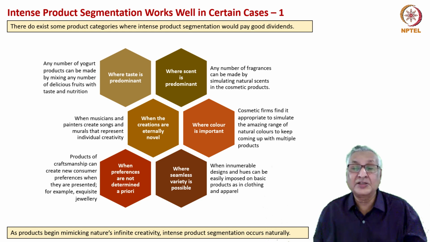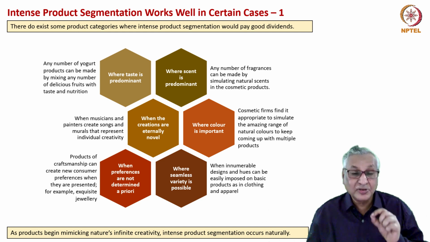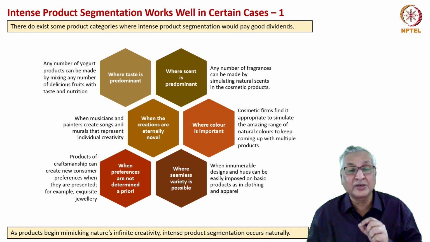Then the second category is where scent is predominant. Any number of fragrances can be made by simulating natural scents in the cosmetic products, and each person's sensory desire and sensory acknowledgement varies. Some like it strong, hitting immediately, and some like it mild, hitting after some elapse of time. Similarly, the fragrances each likes is completely different from what others like. Therefore, when scent is predominant, you can have a huge variety of products. So intense product segmentation becomes important.